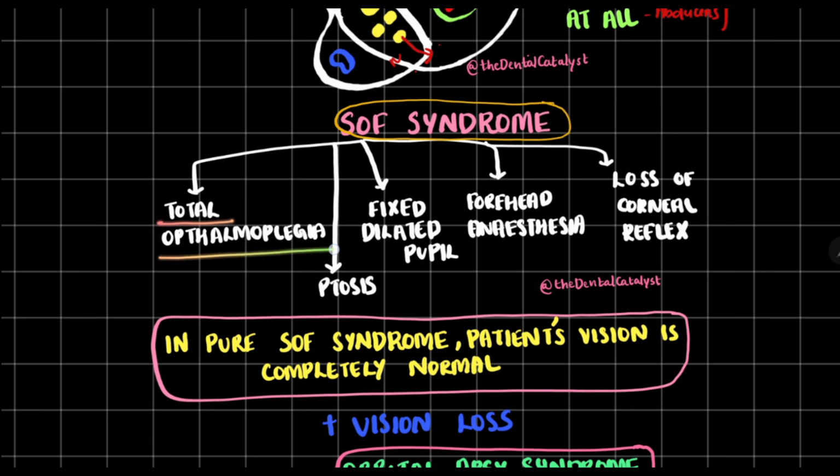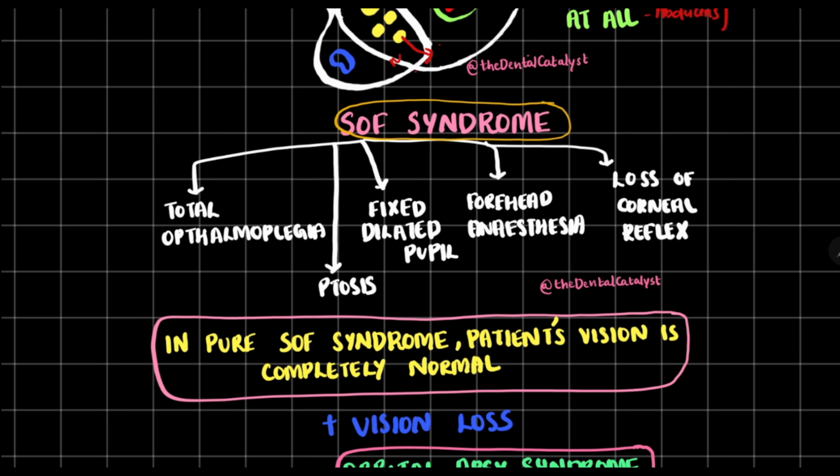Total ophthalmoplegia. Total ophthalmoplegia is caused because we compress the cranial nerves 3, 4 and 6. All the extraocular muscles are paralyzed in here and the patient cannot move their eyeball up, down, left or right. It is completely fixed. This state is called the total ophthalmoplegia.